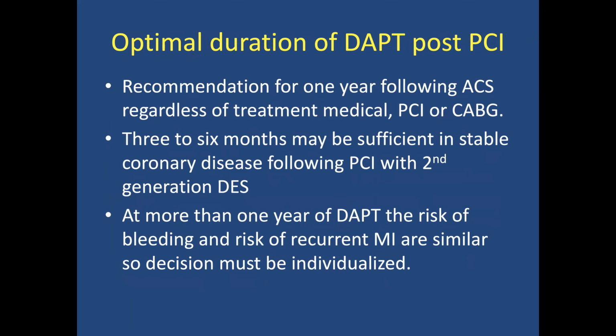So next, I'm going to talk about the optimal duration of dual antiplatelet therapy following PCI. Percutaneous coronary intervention places a stent in the coronary arteries. The general recommendation is that we use aspirin in addition to one of the other P2Y12 inhibitors. For acute coronary syndrome, the current recommendation is 1 year, whether it's medical therapy, percutaneous coronary intervention, or CABG.